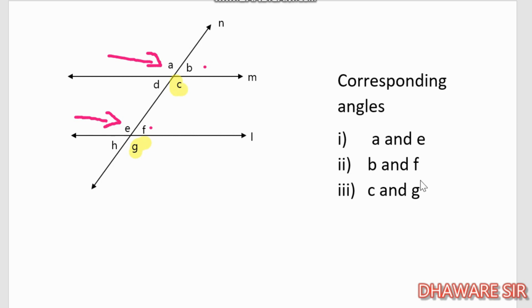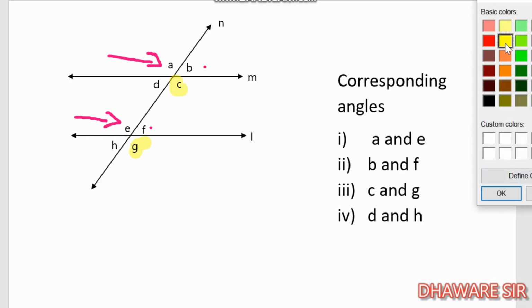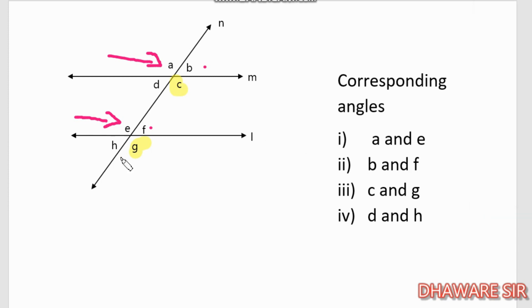Now the last pair of the corresponding angles, anyone can write it, because one is remaining, angle D and angle H. So these are the four corresponding angle pairs. We just highlight them by the same color. D and H are corresponding, A and E are corresponding, B and F are corresponding, and C and G are corresponding. So these are the corresponding angles.